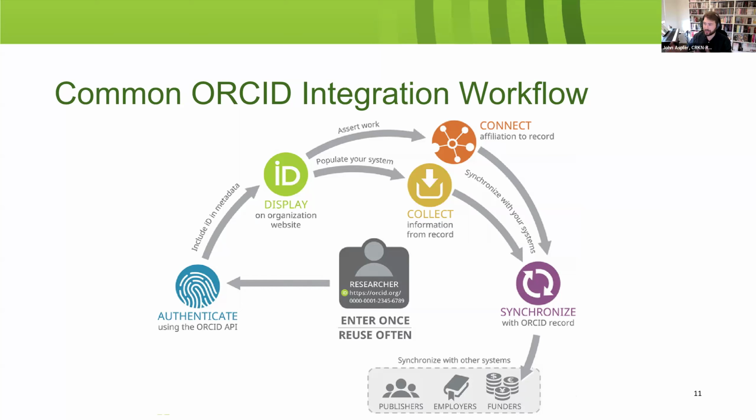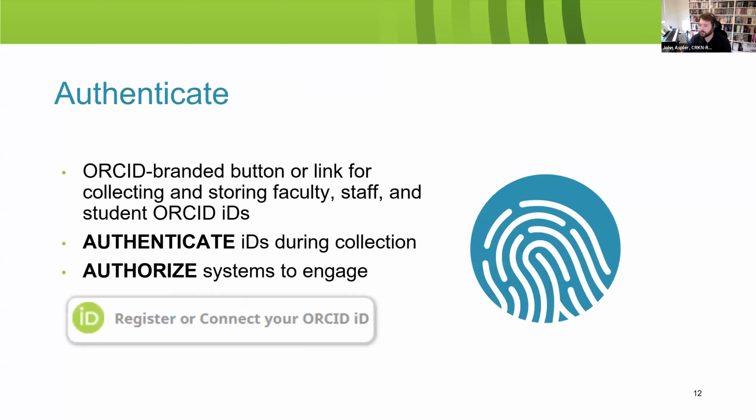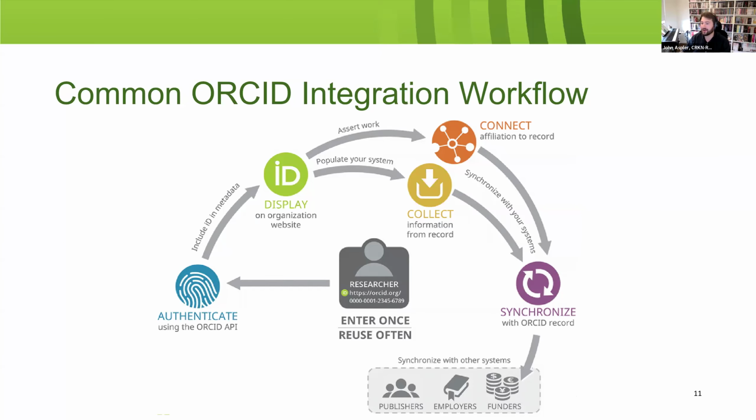So the researcher has information in their ORCID record, and then the first thing they do is they come up against a button that maybe says register or connect your ORCID ID, and they are asked to authenticate their identity and to grant permission to a system. And then from there, a variety of different things can happen. You can collect information from the ORCID record to help them fill out a funding application, to build a database, things like that. And you can add things to their ORCID record, like publication metadata.